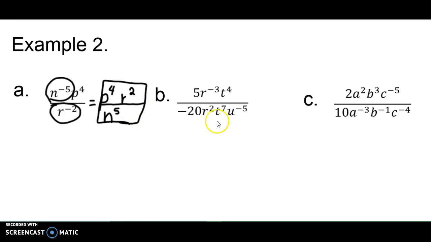Alright. B is just a little bit harder. Again, I'm going to start by circling any of my bases with negative exponents. So that's going to be my r to the negative 3, and I have a u to the negative 5 in the denominator.